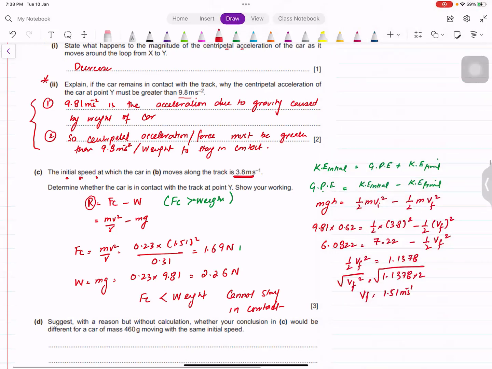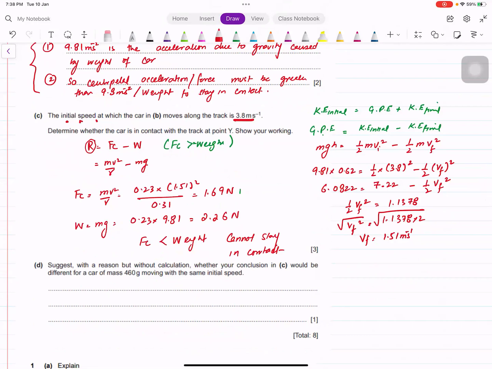Okay. Then it says suggest with a reason without calculation whether your conclusion would be different for a car of mass 430 moving with the same initial speed. Do you guys think it would be the same or different? I don't think so. It will be the same. The reason is that both in FC, it is mv square over r, and for weight, it is mg. So mass on both of them influences with just one factor, like it's just mass. So even if you cancel it out, it doesn't really matter, right? Do you understand? That's fine.